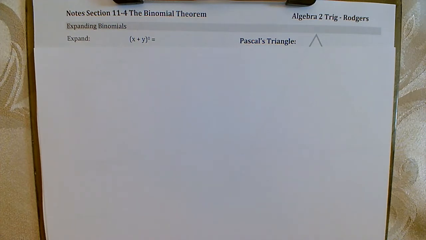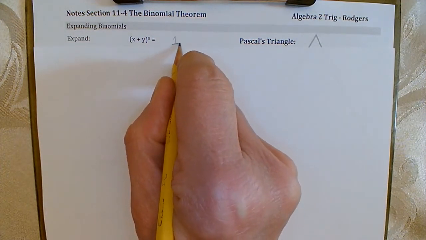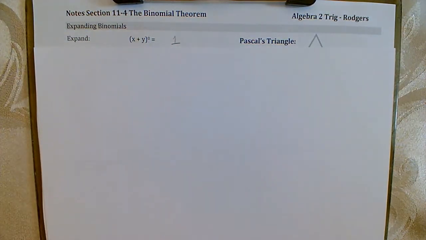In this video, we are working with section 11 for the binomial theorem. So the binomial theorem is a theorem we're developing so that we can expand binomials, among other things. But generally, to start with, we're going to be using it to expand binomials. So if we have this binomial x plus y, and we're raising that whole thing to the 0 power, what would that value be? All right, so that's going to be 1, because anything raised to the 0 power is 1.